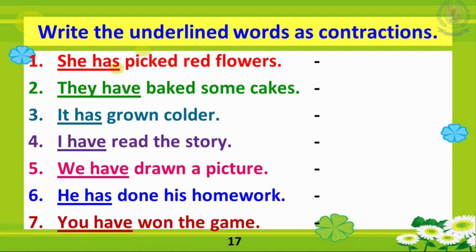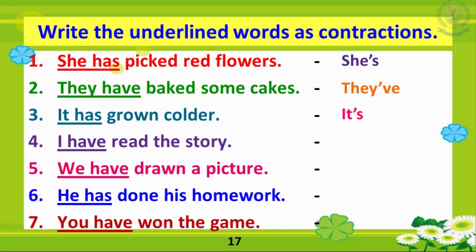Now, my dear children, can you write the contractions? Then, what's the contraction of she has? Yes, very good. She's. She, apostrophe, s. She's picked red flowers. Then can you tell me what's the contraction of they have? Yes, very good. They've. They, apostrophe, ve. They've baked some cakes. Then what's the contraction of it has? Yes, correct. It's. It, apostrophe, s.